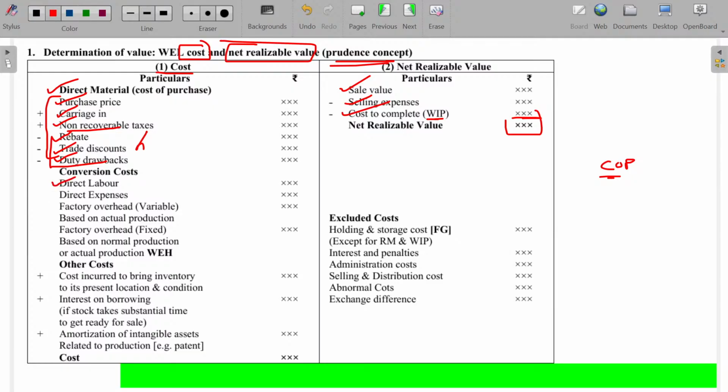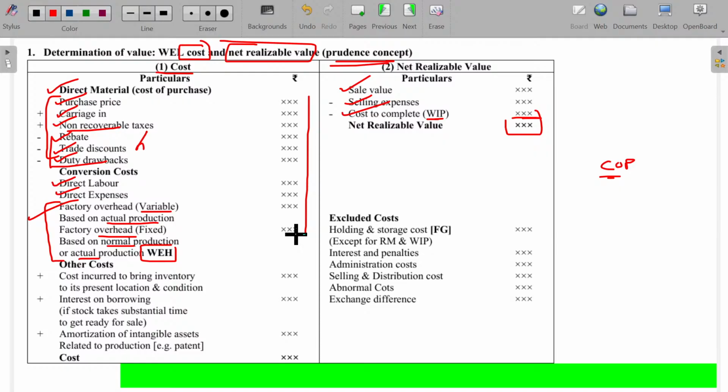Here, direct labor, direct expenses and factory overhead will be taken. Now, for factory overhead, in case of variable cost, the actual production capacity will be taken. In case of fixed overhead, whichever is higher of normal production capacity or actual production will be taken. You have studied this. So add these two, and they will be considered as cost of production in general.